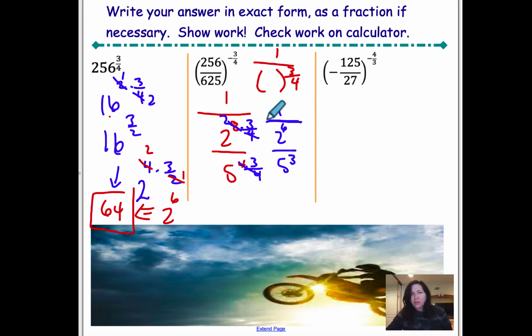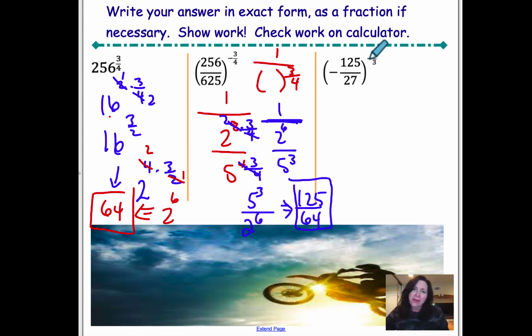So remember, this is 1 over 2 to the 6th divided by 5/3. So we're going to multiply by the reciprocal. So now I have 5 to the 3rds over 2 to the 6th. And we know 2 to the 6th is 64. 5 to the 3rds is 5 times 5 is 25 times 5 is 125. And that definitely does not reduce. So that's done.